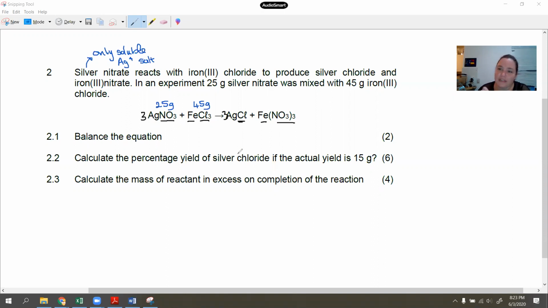Please note we normally don't balance according to things like nitrates. Like I don't go, oh, I've got nitrates and nitrates, I should break it up into nitrogen and oxygen. But in this case, they're the only things that are made from nitrogen and oxygen, so you can cheat.